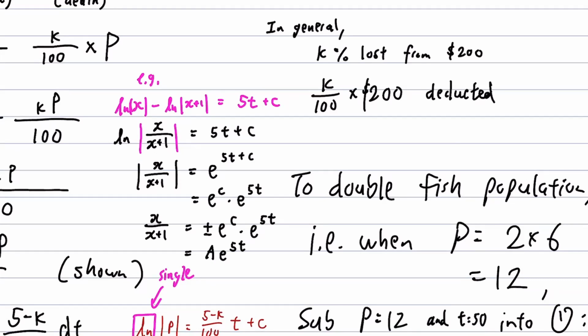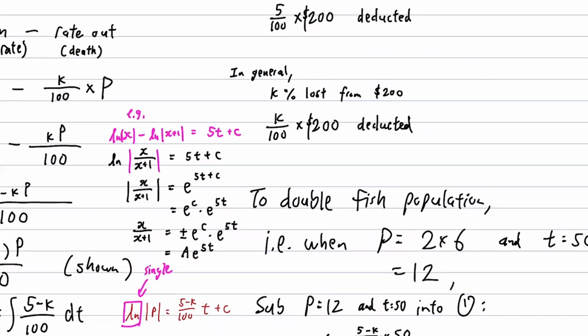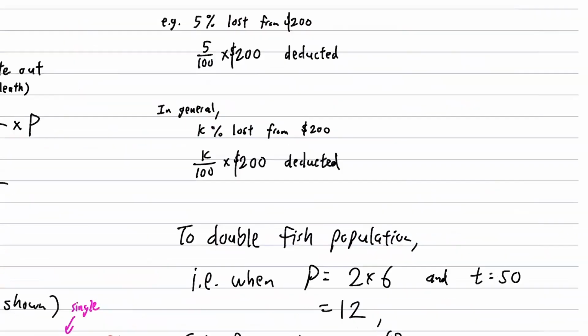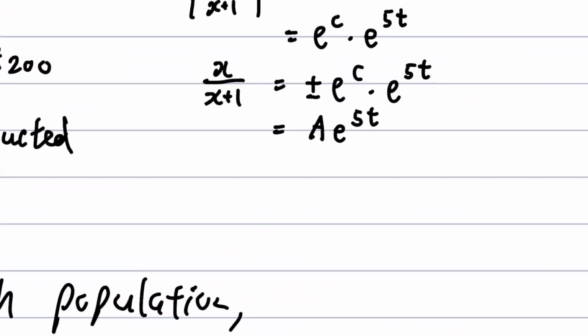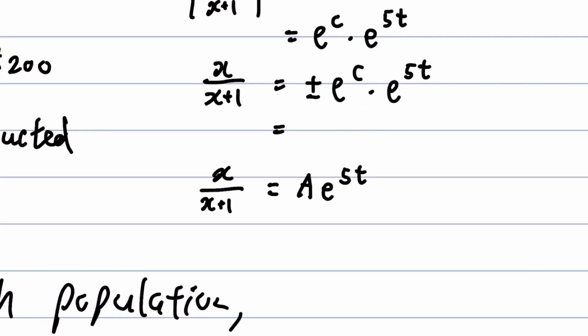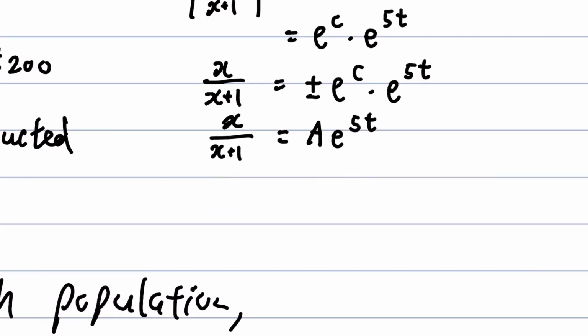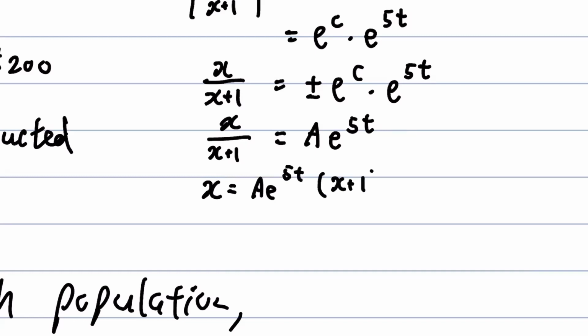Then now you just have to make x the subject. No space. Let me just squeeze somewhere here. Then how do you make x the subject? You think of it like this. x over x plus 1 is now equal to something. What do you need to do? Cross multiply, right? So we are left with x equals a e power 5t multiplied by x plus 1.